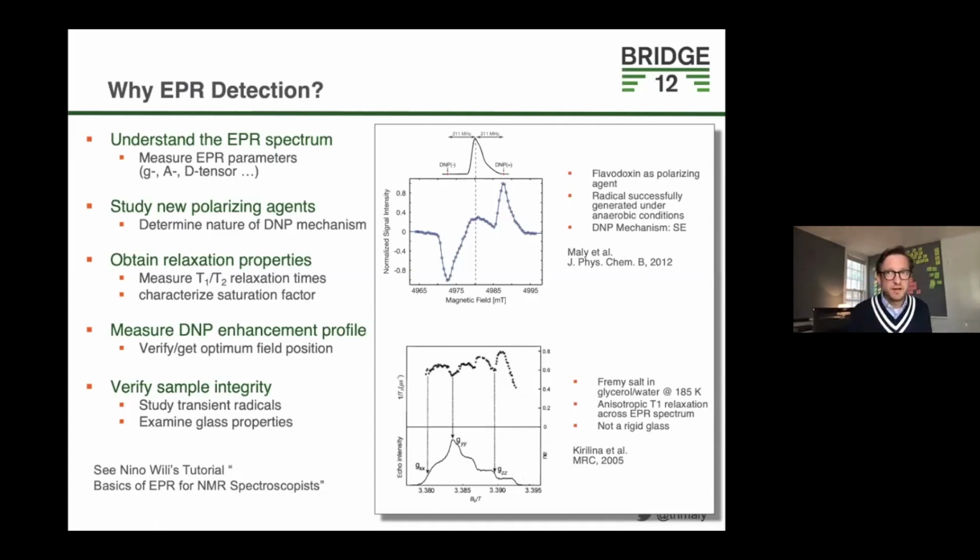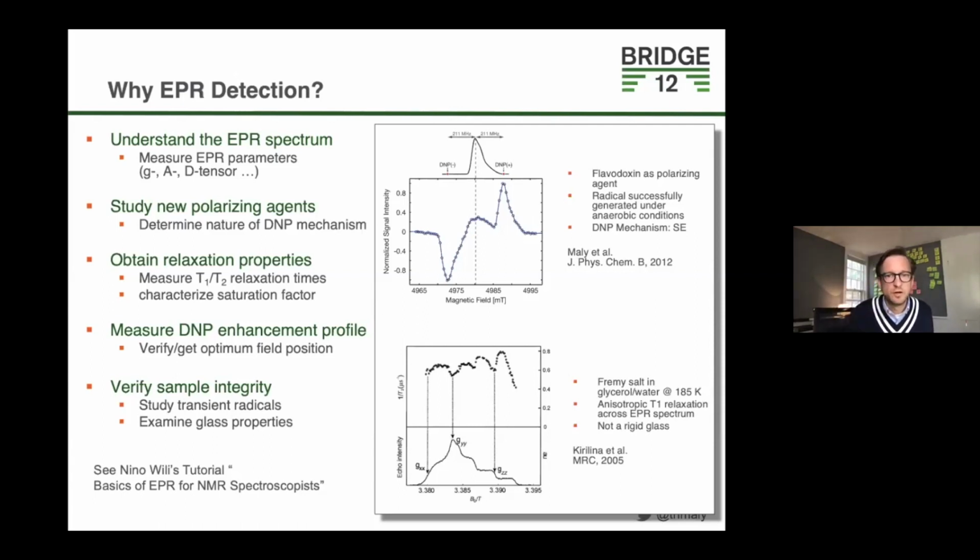So 185 Kelvin is maybe not always the preferred temperature for DNP. We often want to go to the lowest temperature possible, but if you start experimenting around, you see that if I go up with the temperature, my enhancements go down. But if you look at proteins, there might be some temperature regimes you're interested in. You need to keep in mind that maybe your matrix is softening up and it's not a rigid glass anymore. And EPR spectroscopy can give you exactly this answer.